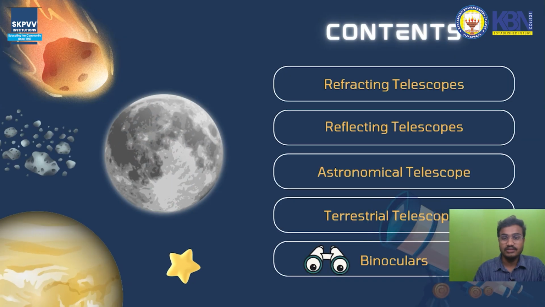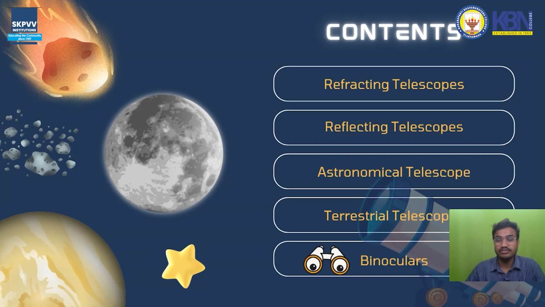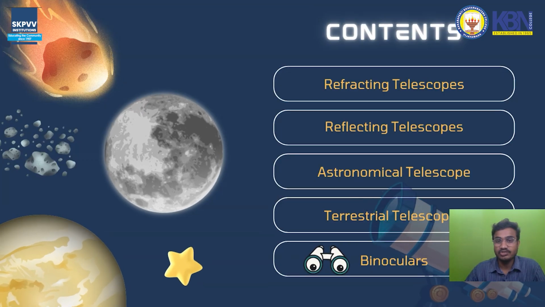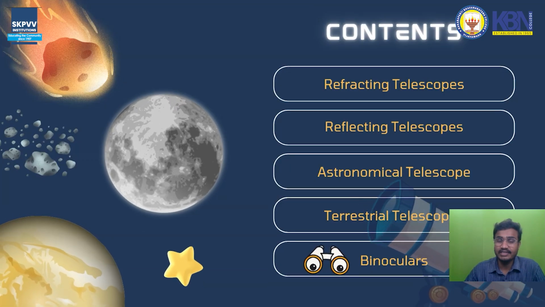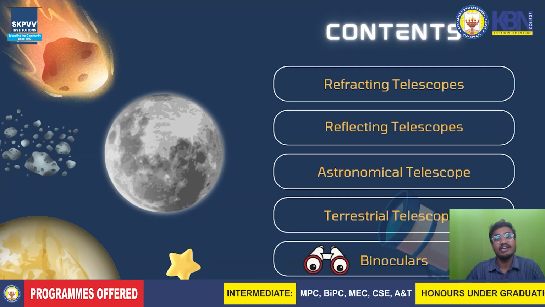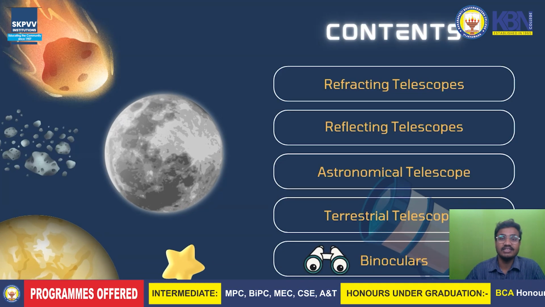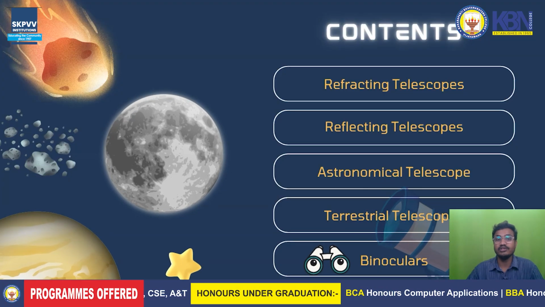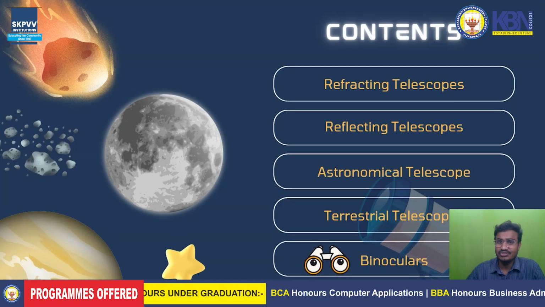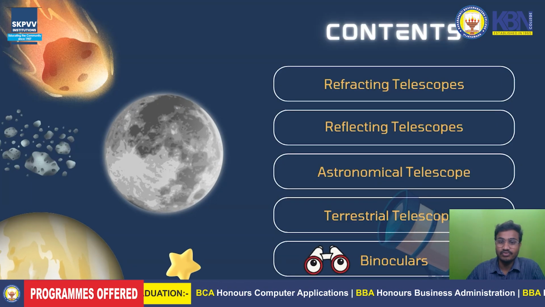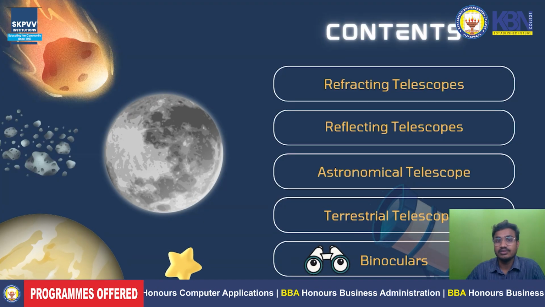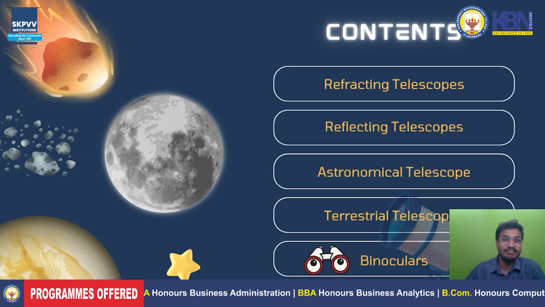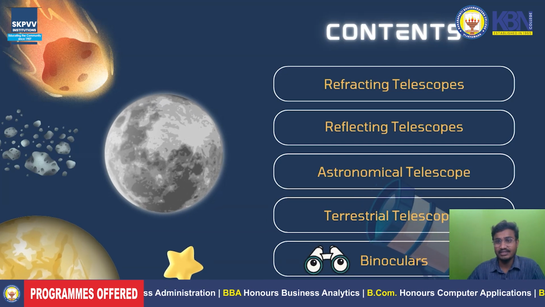In this unit, we are going to cover different types of telescopes like refracting telescopes and reflecting telescopes, what an astronomical telescope is, how it can be constructed, and the working principle behind the astronomical telescope. Then we are going to see what terrestrial telescopes are, what different types of lenses are used in terrestrial telescopes, and at the last we are going to see the binoculars and the working principle behind the binoculars.